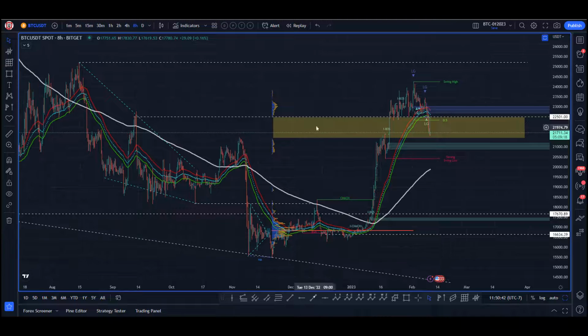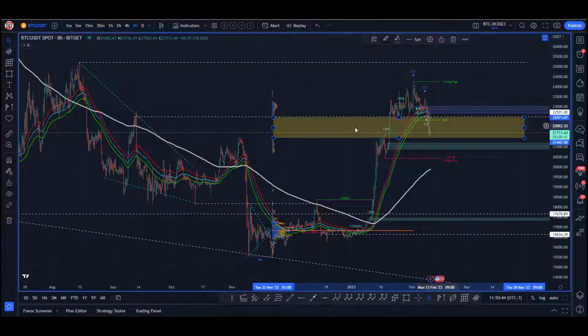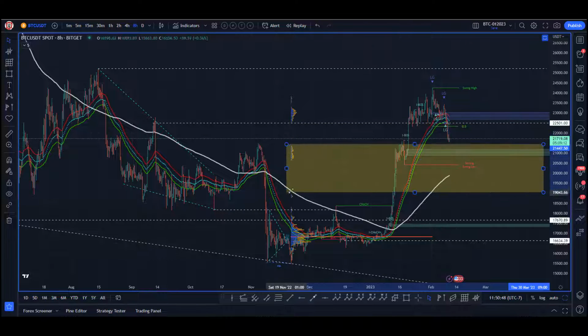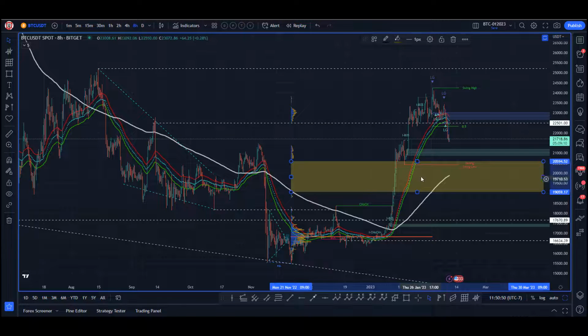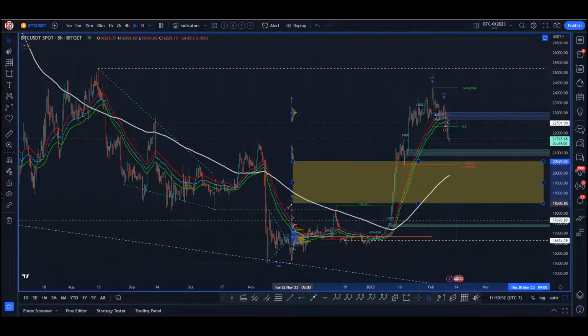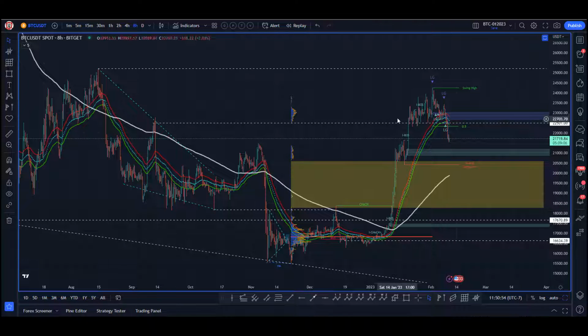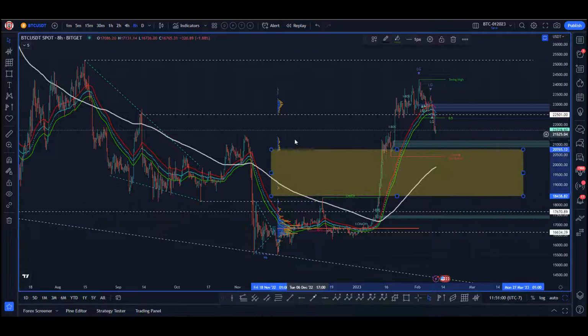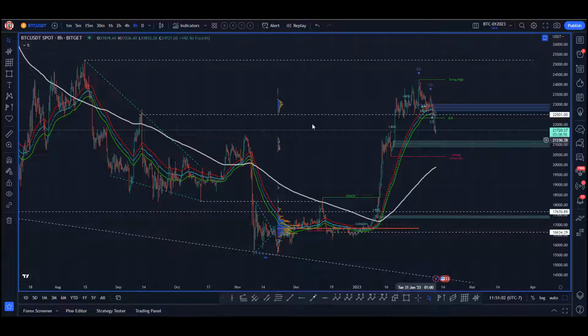Now, of course, you can see, bring it down here. We got the same problem down here. So if we start to break down here, there's very little support. So you can certainly see the potential for the market to really accelerate the move down. Now, that is not necessarily what I'm anticipating, but you have to recognize that vulnerability here.